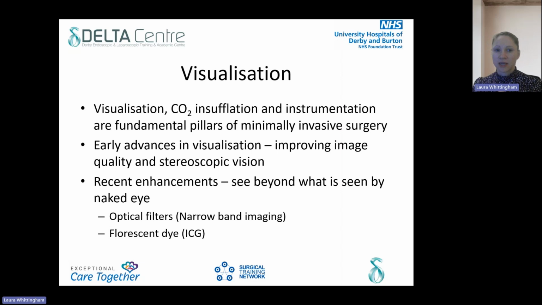The early advances in visualization were focused on improving image quality and achieving stereoscopic vision, which is similar to seeing with two eyes. Recent enhancements have worked to see beyond what can be seen with the naked eye through things such as optical filters, so seeing with a narrow band of light, and also the use of fluorescent dye, ICG, which is the focus of this talk.